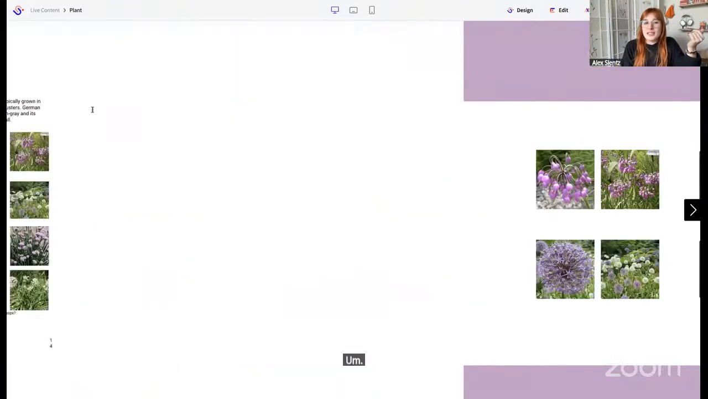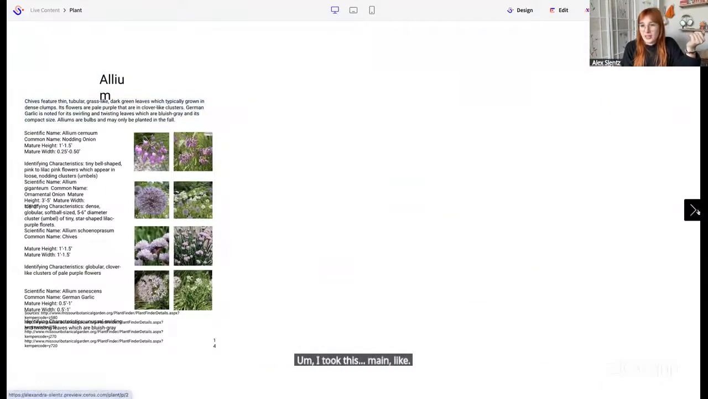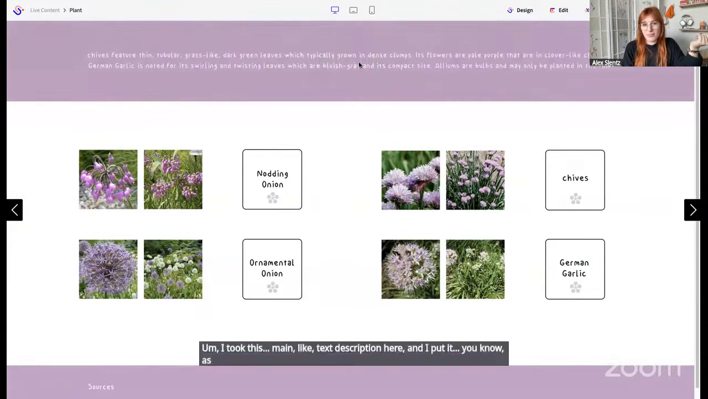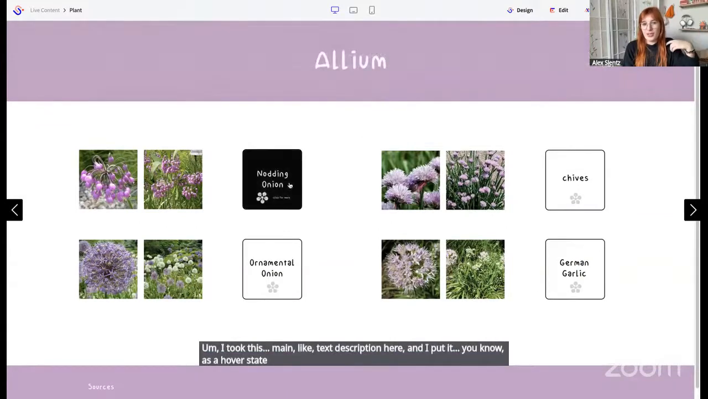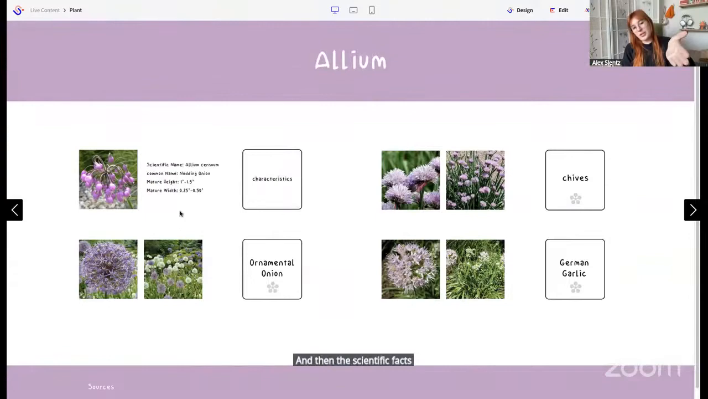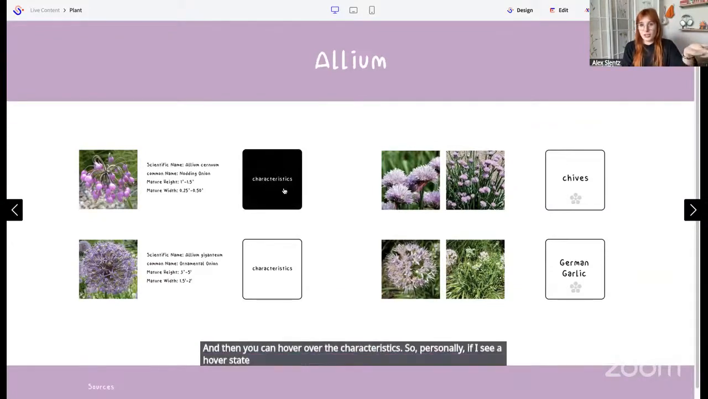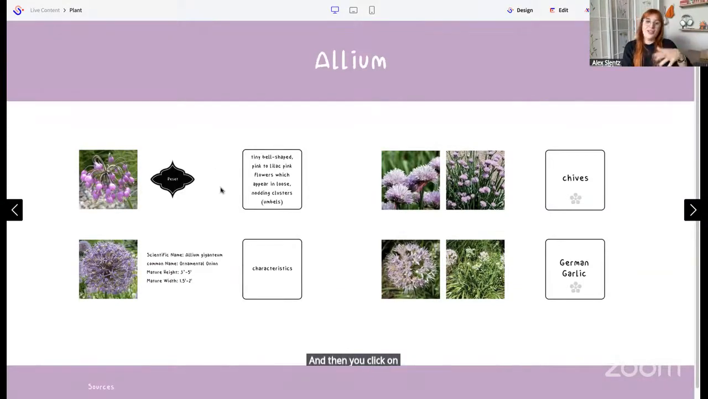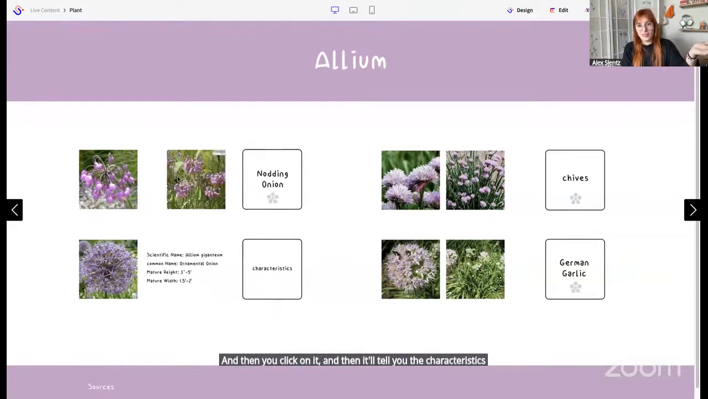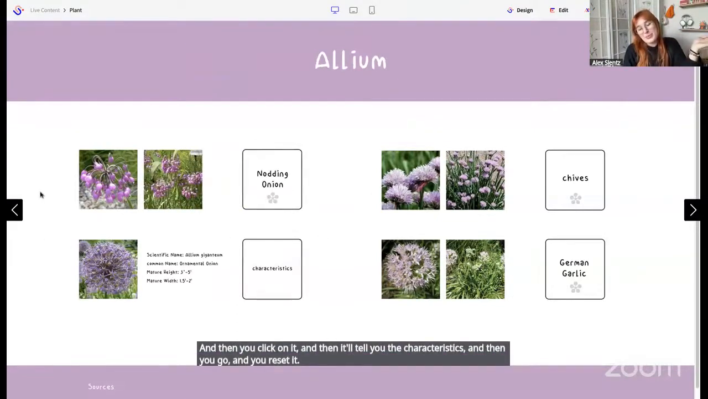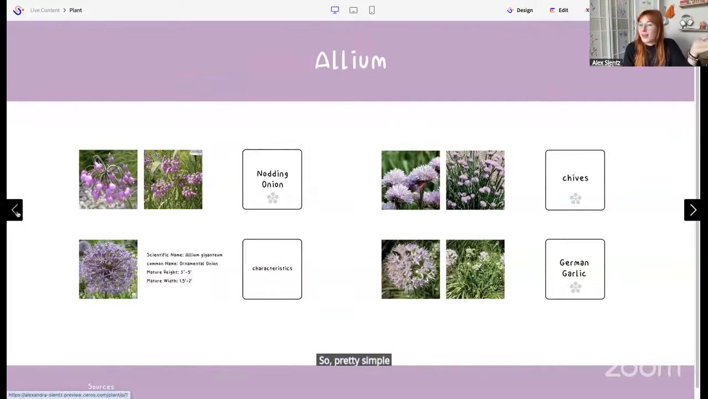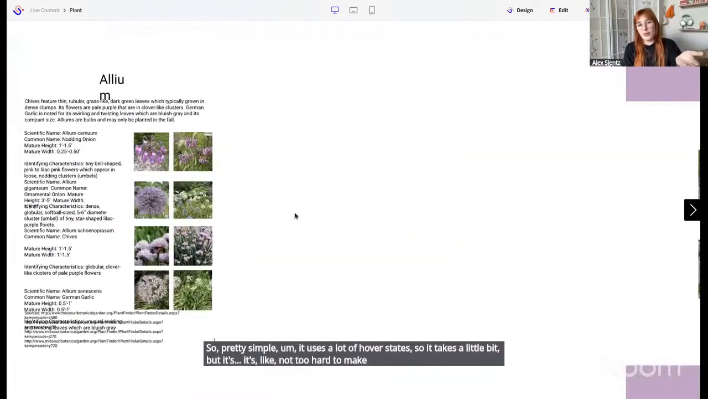I took this main text description here and put it as a hover state with the title and then the scientific facts. I had the pictures move so that it reveals them. And then you can hover over the characteristics. Personally, if I see a hover state, I'm going to go, oh, I should click on that. Then you click on it, it tells you the characteristics, and then you reset it. So pretty simple. It uses a lot of hover states, so it takes a little bit, but it's not too hard to make, and I think it's way more interesting than this.